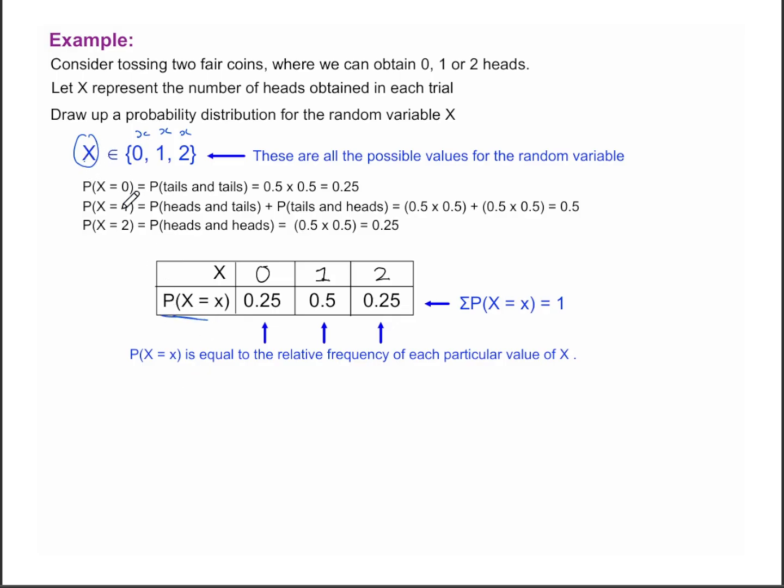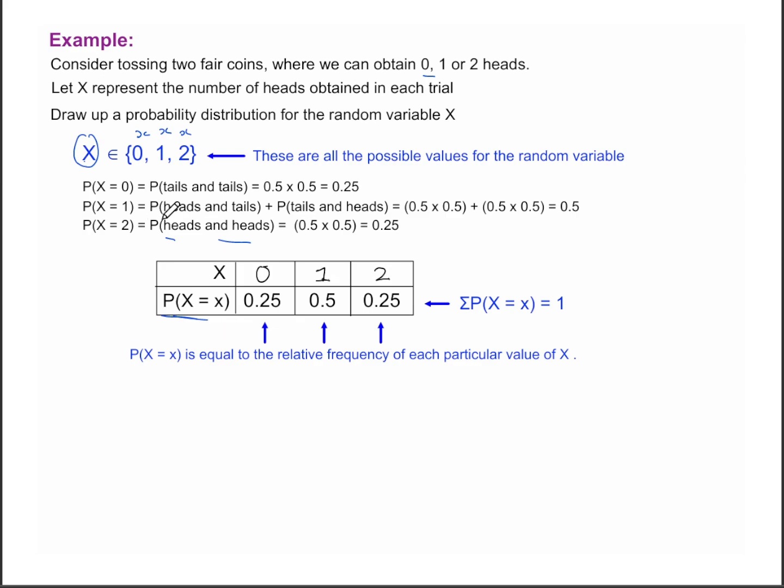These will be small x's, which are usually used in the probability part, where the probability of X equal to 0 will be the probability of getting tails and tails, because you have 0 heads. Getting a tails in the first one, probability is 0.5. Getting a tails in the second one, probability is 0.5 again. So the probability of getting tails and tails will be 0.5 times 0.5, which is 0.25. Then we go to 2 heads, and the probability of getting heads and the second one getting heads as well will just be 0.5 times 0.5, which again will be 0.25.